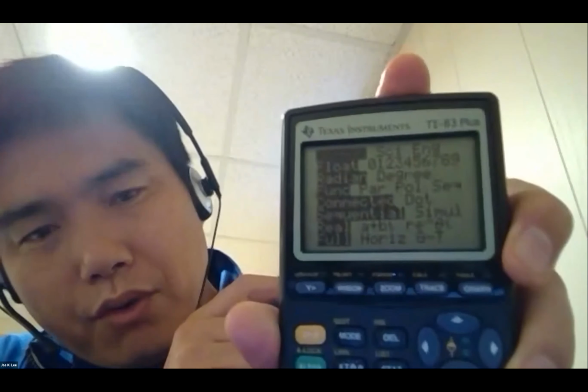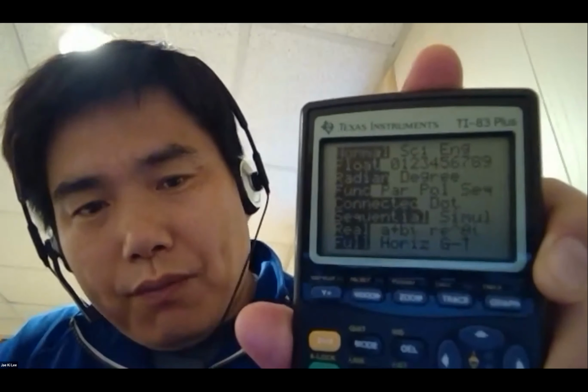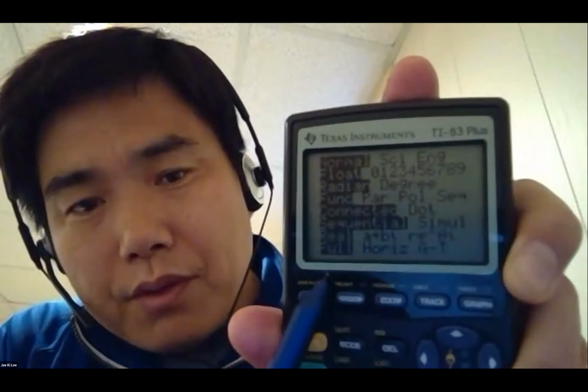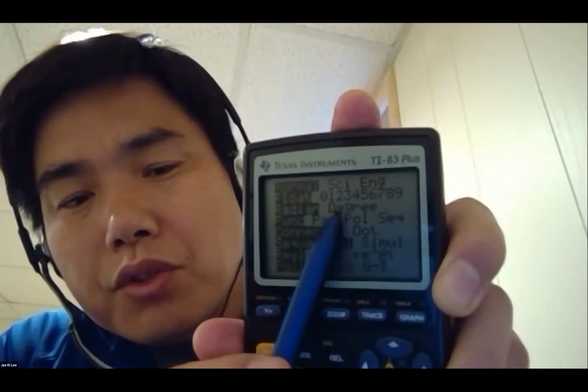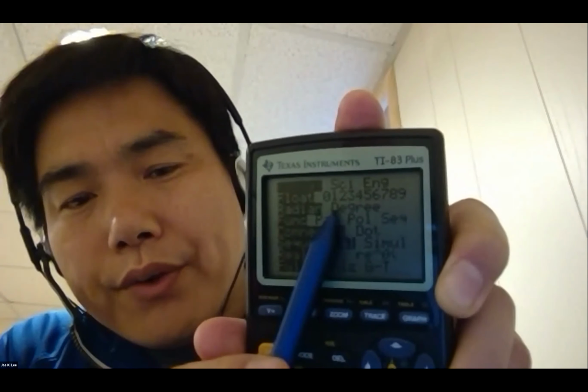I think third row, it shows the radian or degree. So far, mine is set up as radian, but whenever you measure angle, then you switch to degree. Otherwise, you won't get the correct answer.